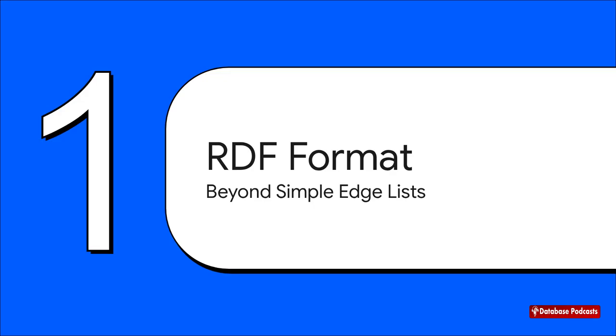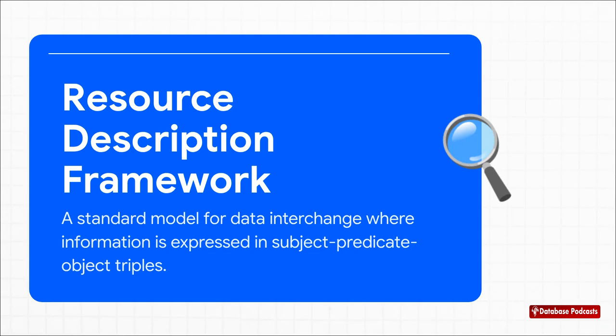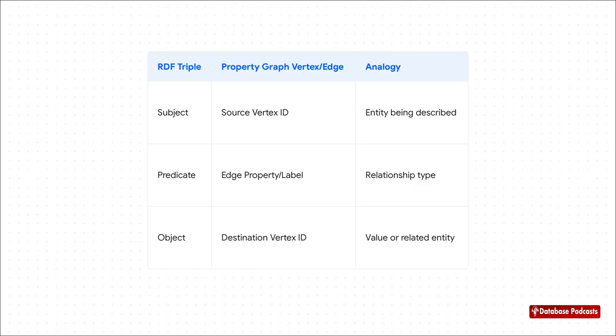Which, of course, brings up the first big question: what in the world is this RDF format anyway? I mean, it doesn't look anything like the source and destination pairs we're used to. It kind of looks more like, well, like simple sentences. And that's a fantastic observation because that's pretty much what it is. RDF stands for Resource Description Framework. And at its heart, it's just a standardized way to make statements using a really simple structure: a subject, a predicate, and an object. So a statement like Plato influences Aristotle becomes Plato, the subject, influences, the predicate, and Aristotle, the object.